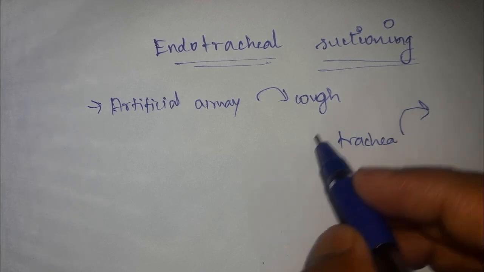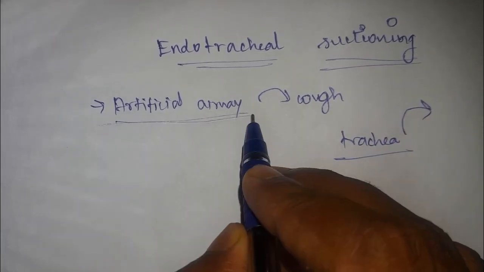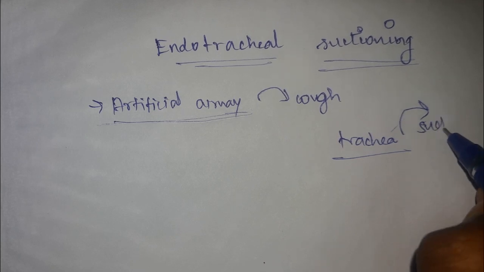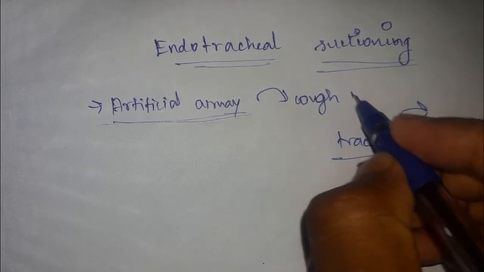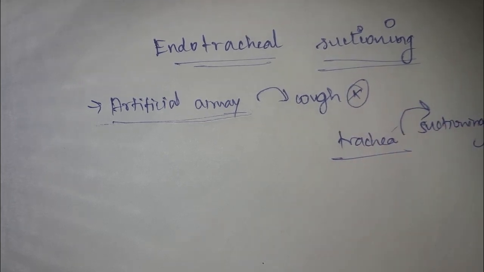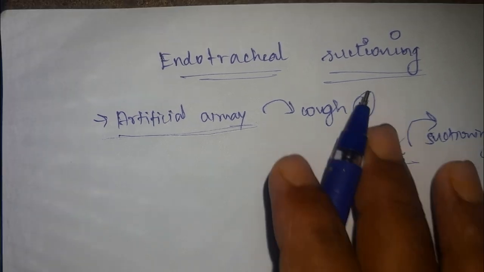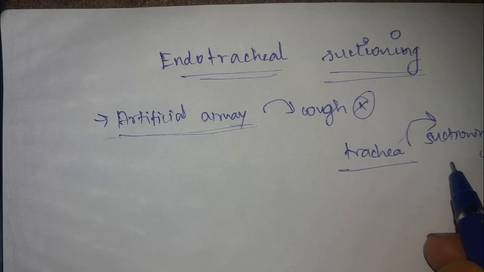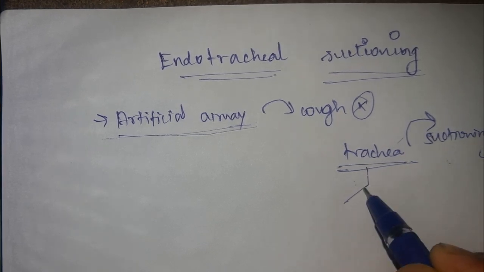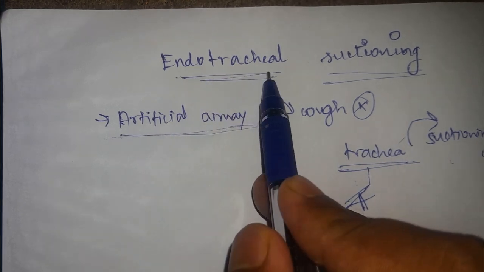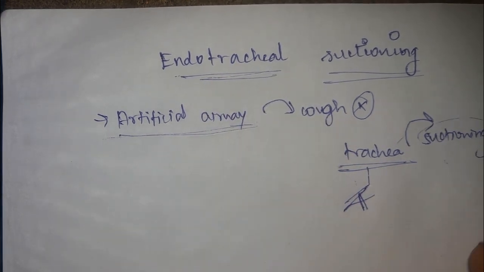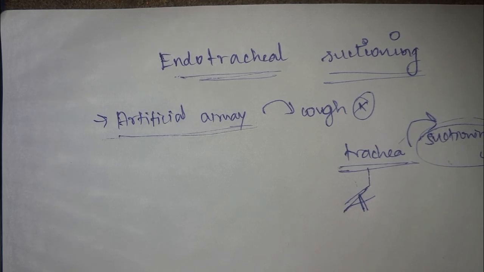But for those persons who have an artificial airway, we do suctioning. The extra secretion comes out by suctioning. They are not able to cough, there is no cough, so here the suctioning happens. That is endotracheal suctioning. We can say it is a process of removal of the secretion from the tracheobronchial tree through an endotracheal tube with the help of a mechanical suction device.